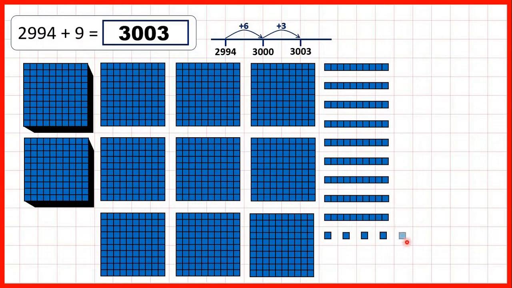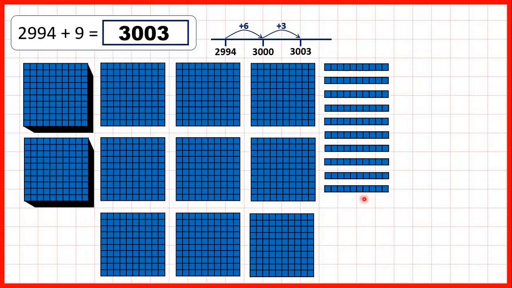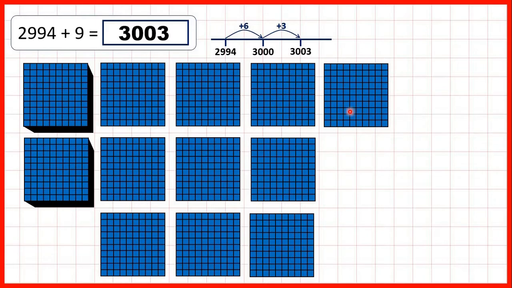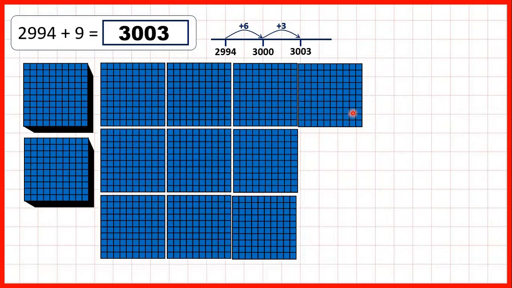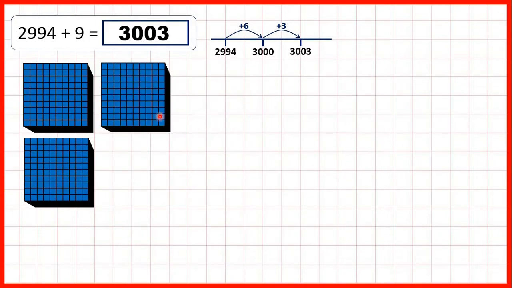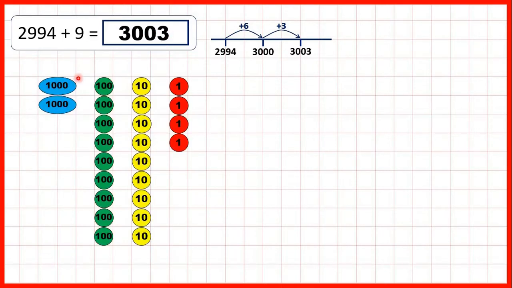We can add 1, 2, 3, 4, 5, 6, exchange, exchange again, and now because we've got 10 hundreds, we can exchange again, exchange those for 1000, and then we just have 3 more ones to add to give us 3003.